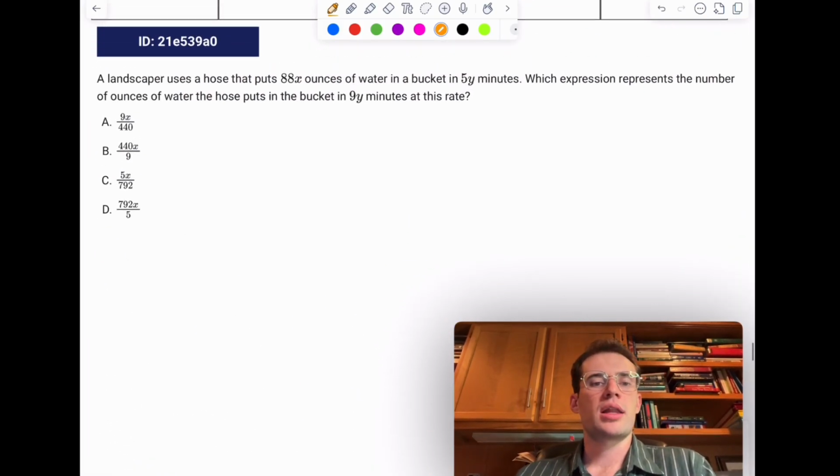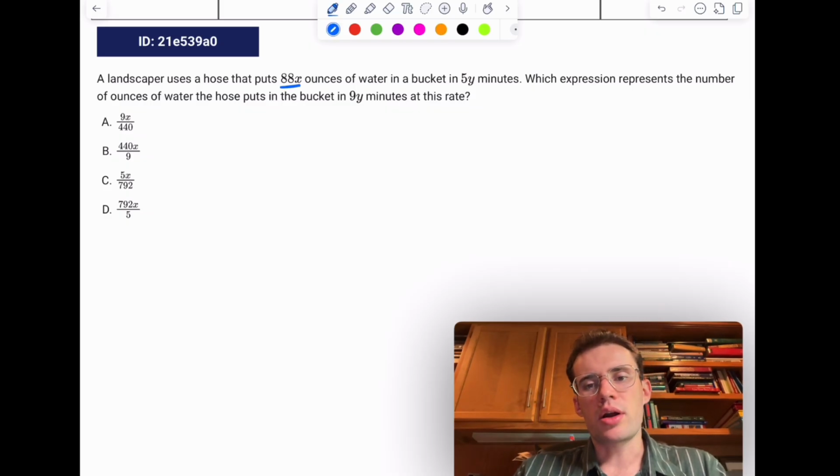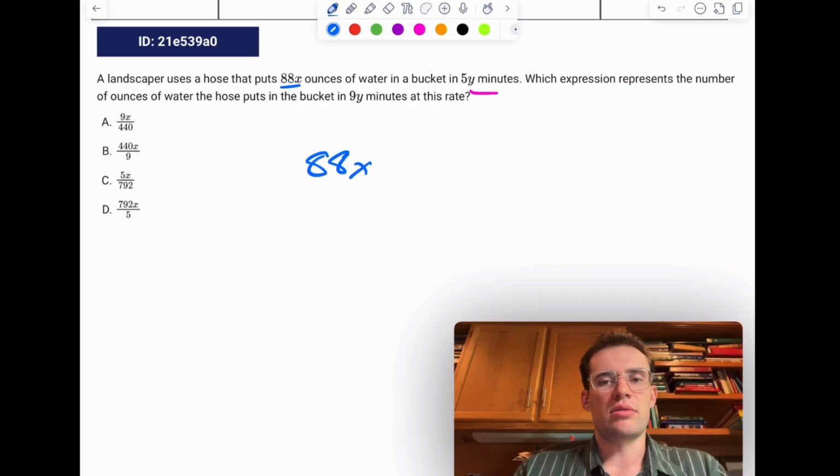All right, here we have a landscaper who uses a hose that puts 88x ounces of water in a bucket in 5y minutes. Okay, so if we do the amount of water per minute, it's 88x divided by 5y.